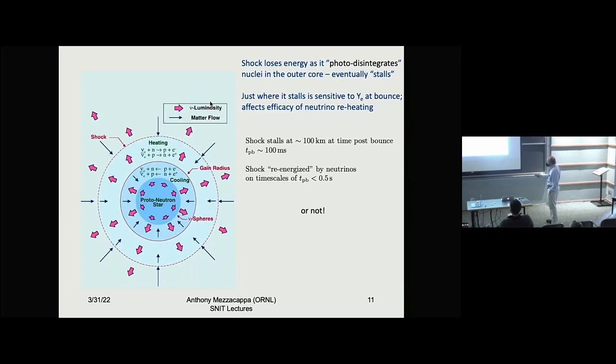And then the idea, from Bethe and Wilson in 1985, is that the neutrinos radiating from this proto-neutron star eventually heat the material below the shock, delivering energy behind the shock, pushing on the shock, doing PdV work on the shock, and reviving or re-energizing the shock. So that process depends on how quickly you can get energy out of the core. That depends on the equation of state. It depends on whether there might be convective motions in the core.